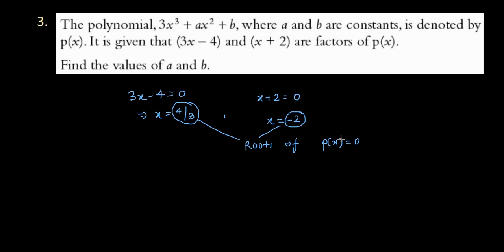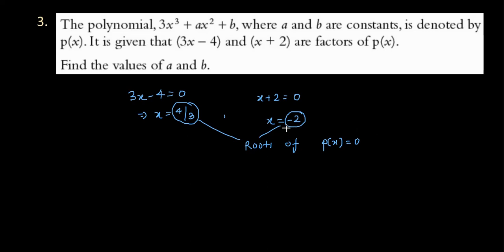Okay, if these are the factors, that means 4 by 3 and minus 2 are two roots of the equation p(x) equal to 0. That means these will satisfy the given polynomial, right? So first I will put x equal to 4 by 3 in the given polynomial. I will get an equation in a and b. Then again I will put x equal to minus 2 in the polynomial. I will get another equation in a and b.